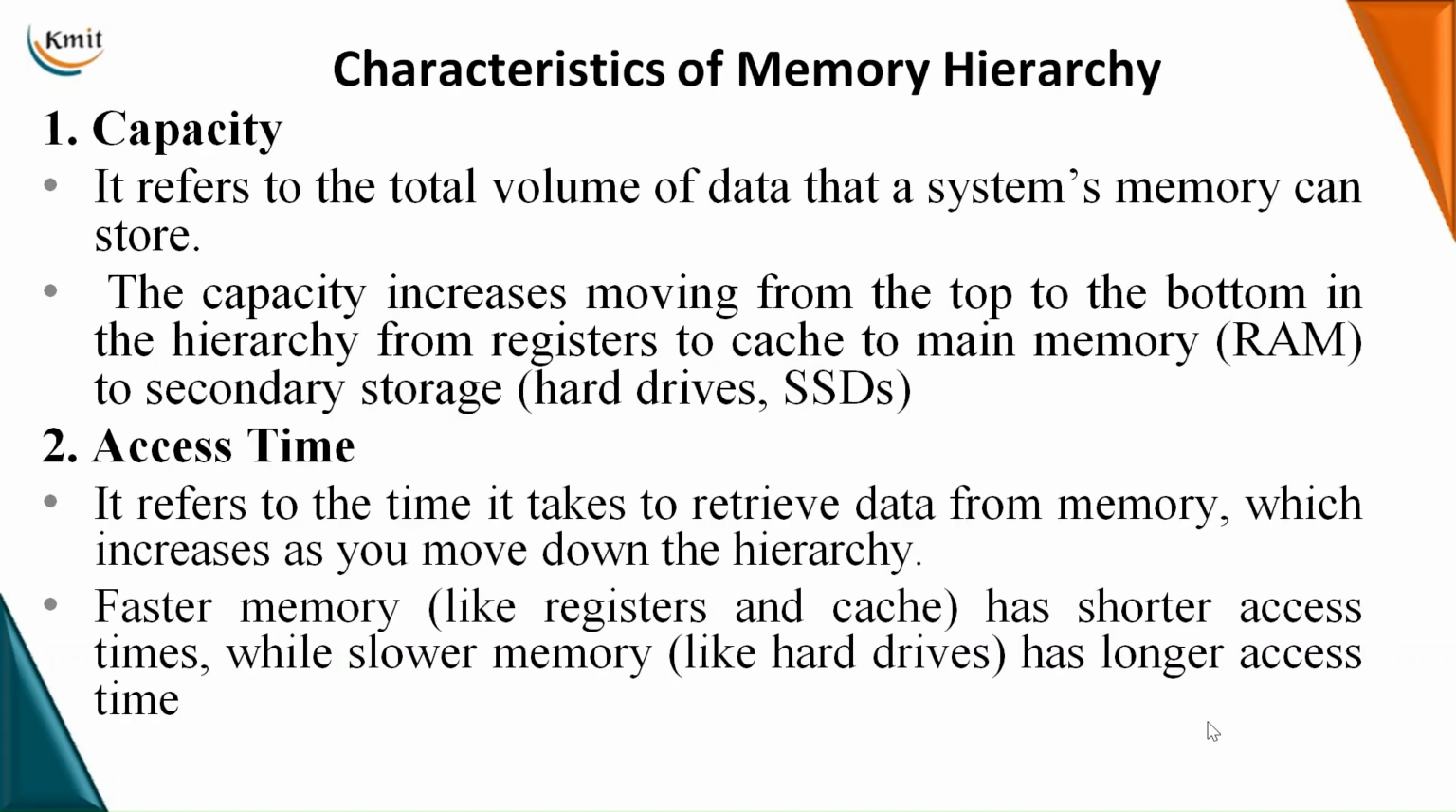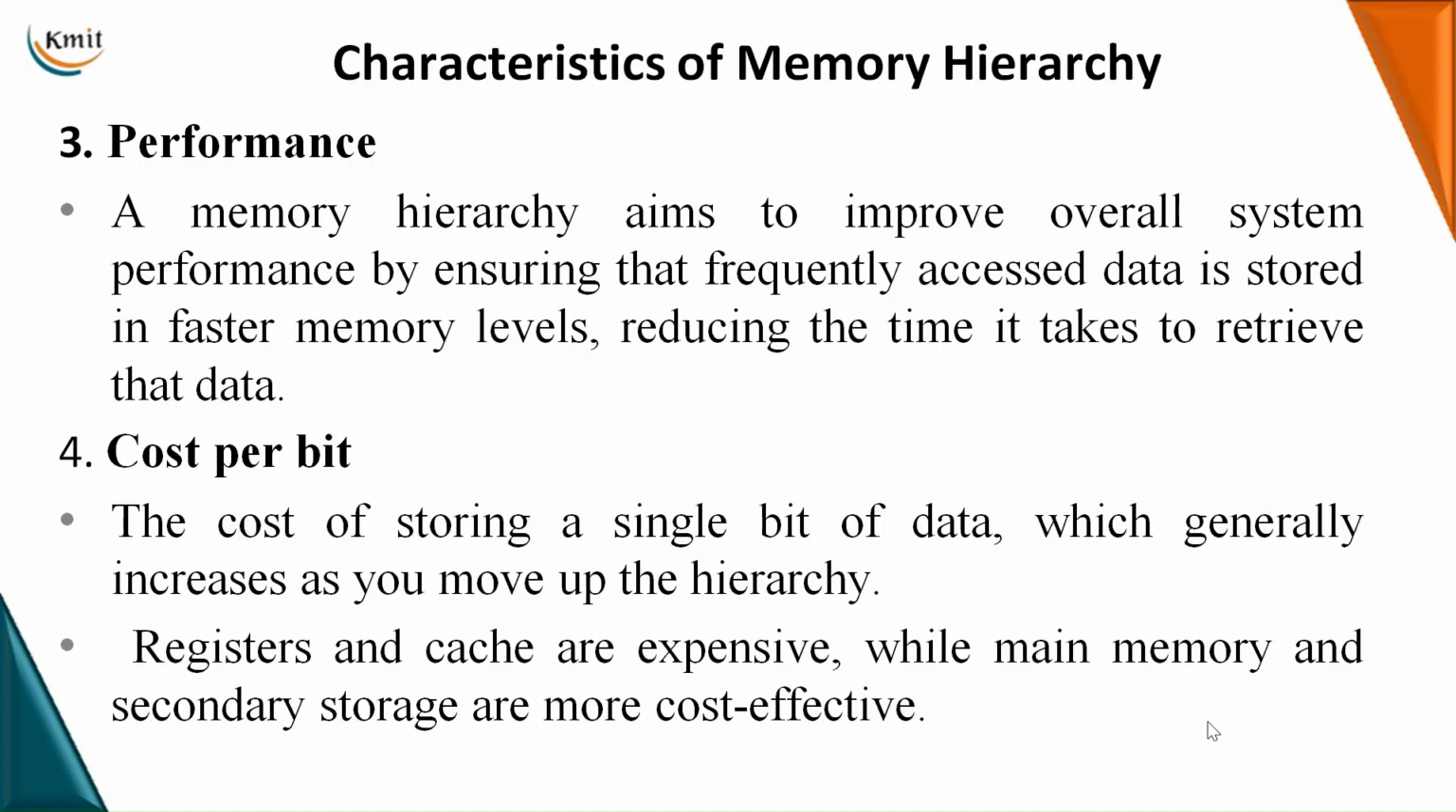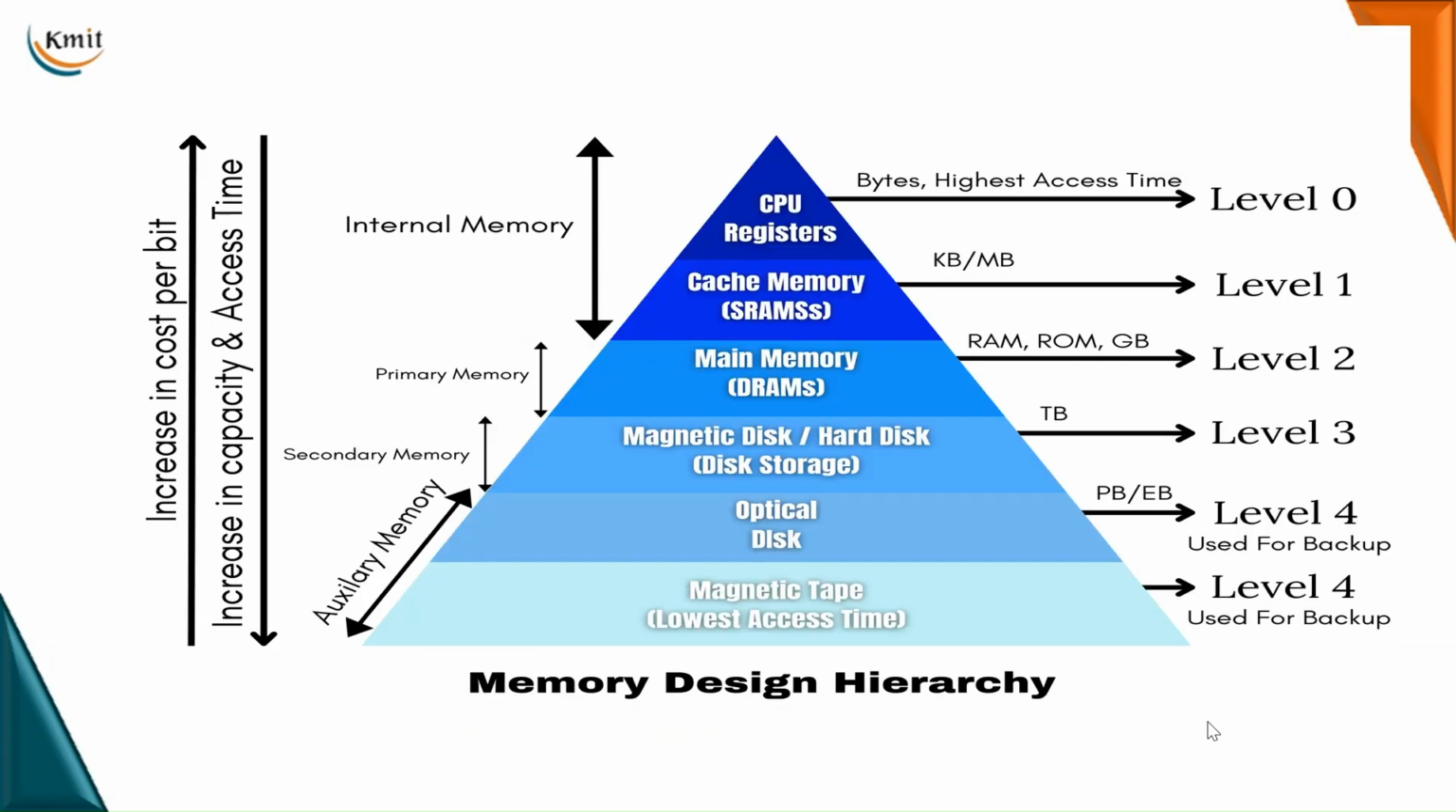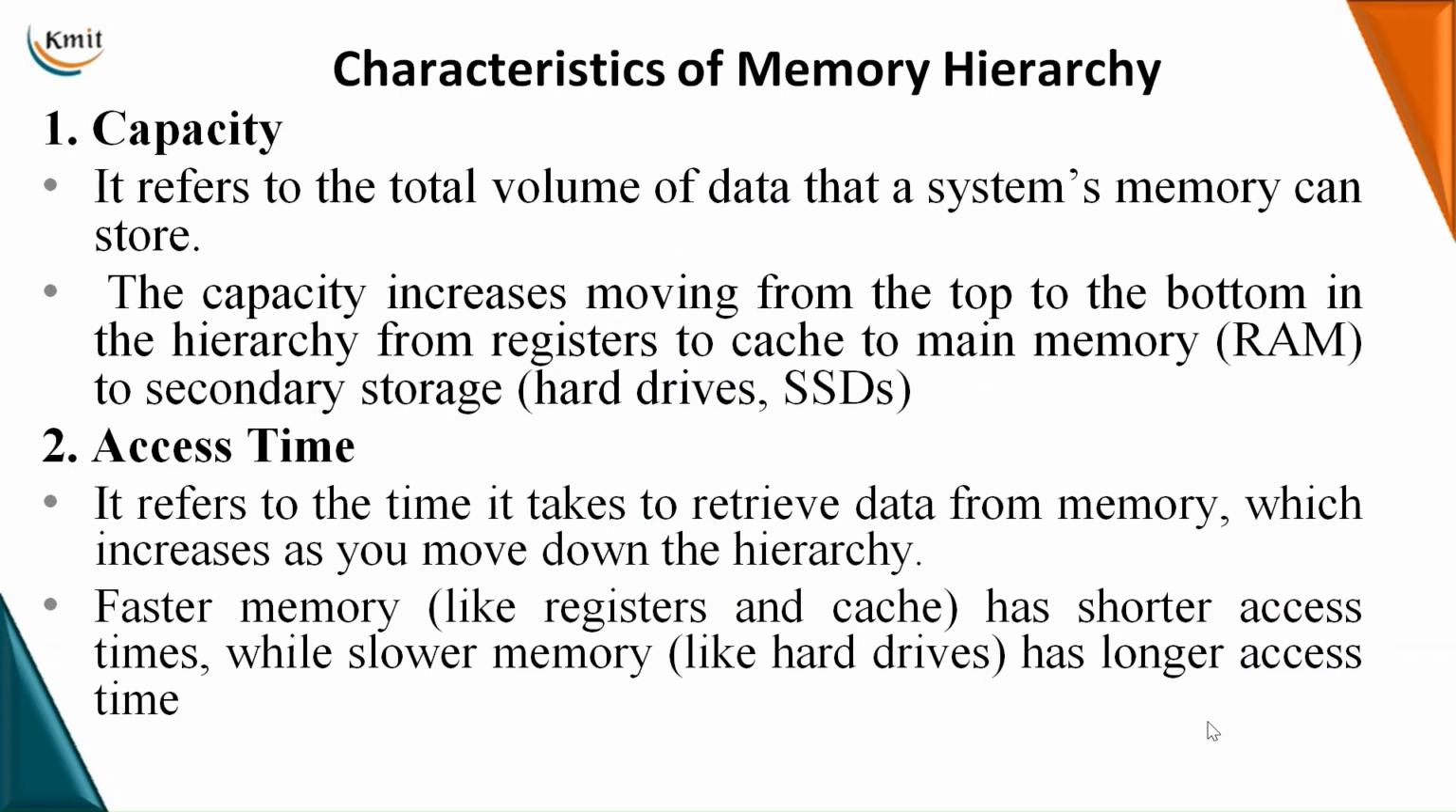Next, coming to the characteristics of a memory hierarchy. With respect to the different types of memories present in the memory hierarchy, each and every memory has certain characteristics. There are four characteristics with respect to the memories. One is capacity, second is the access time, third is performance, and fourth is cost per bit. Let us see what each characteristic is and how it affects the different types of memories.